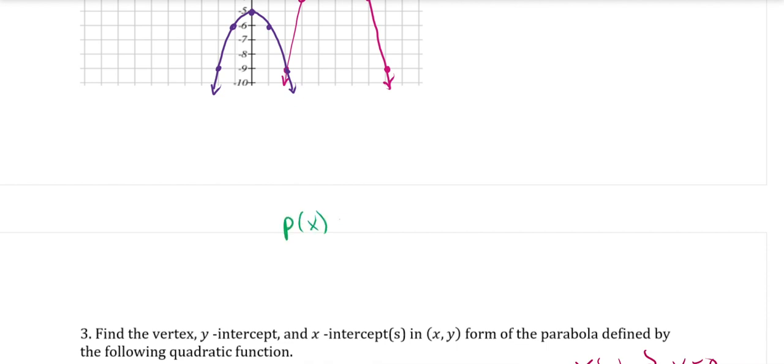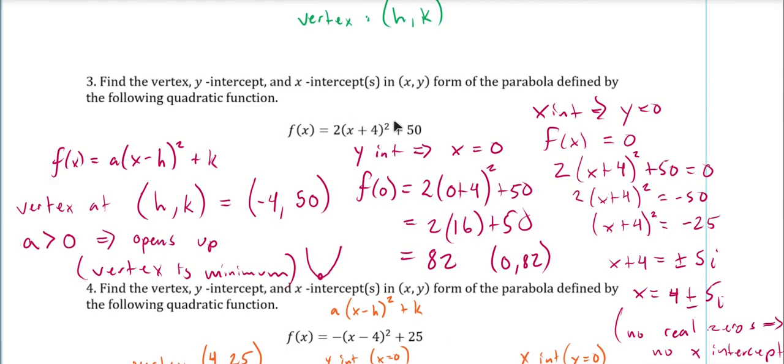A parabola p of x may have the form a constant times x minus some constant squared plus some constant, where these h, k, and a are all allowed to be positive or negative themselves. Then we can say that the vertex of this parabola is going to be at the value (h, k). So finding the vertex often enough can be done just by putting it into this form. So let's walk through this example here.